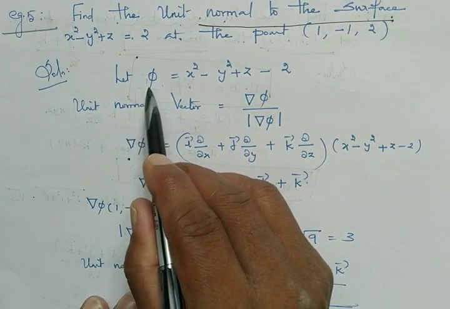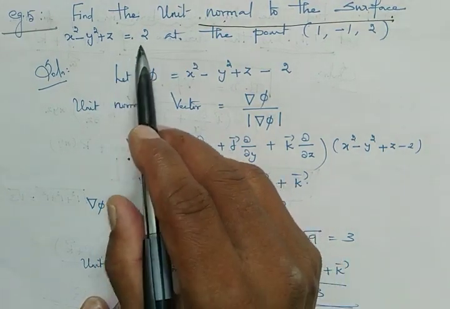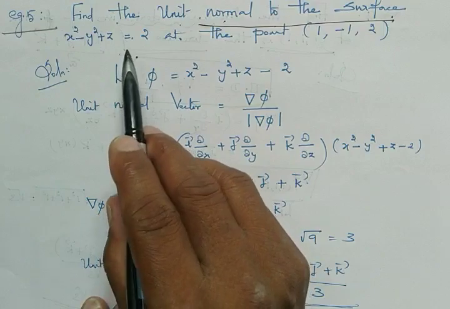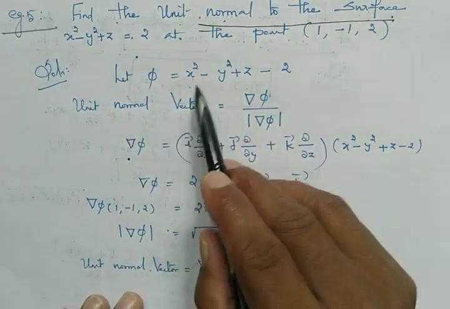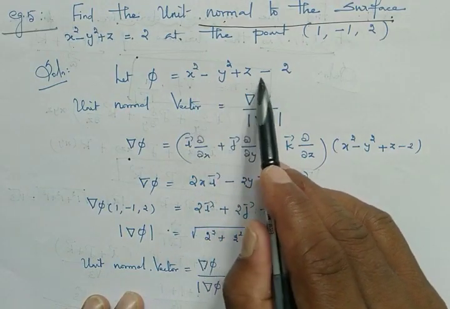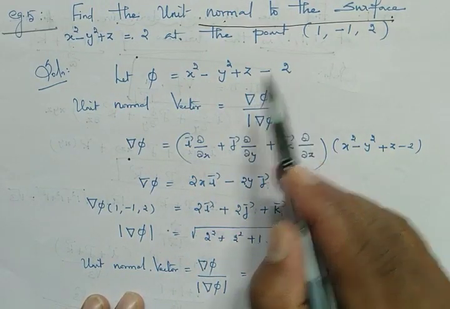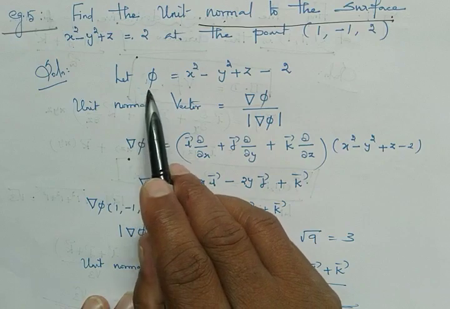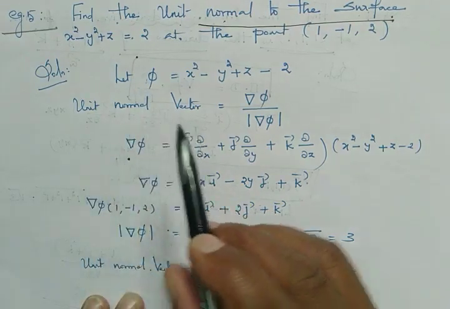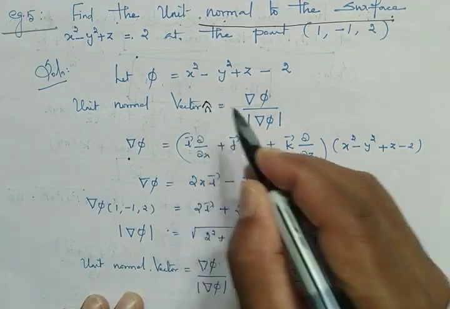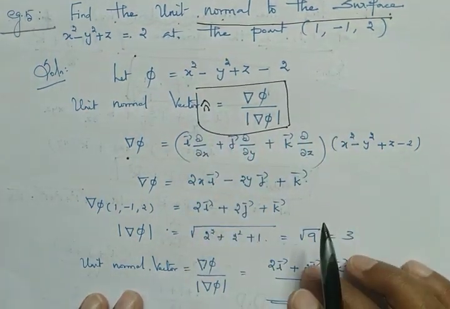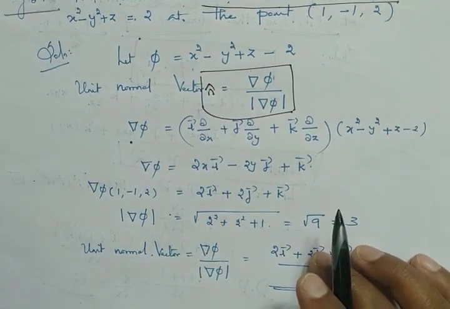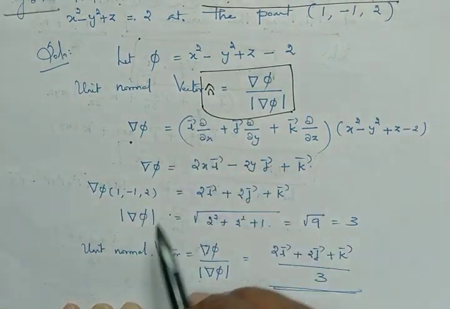Assuming let phi equal to, always you have to put equal to 0. That's the reason if any constant comes, equal to some constant, you take it to one side and make it equal to 0. Therefore it is x square minus y square plus z minus 2, and you assume that as phi. Unit normal vector n cap, what is the formula we have? Del phi divided by modulus of del phi is n cap. So that is the unit normal vector to the surface.